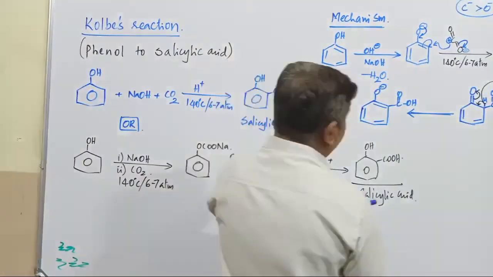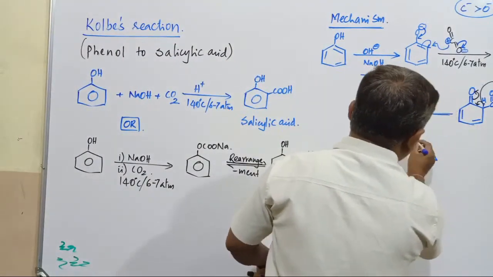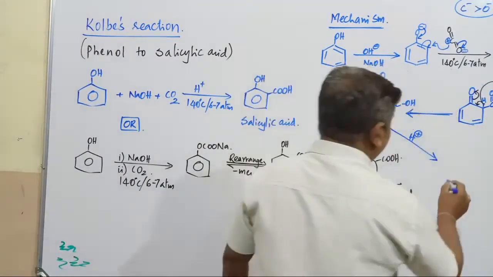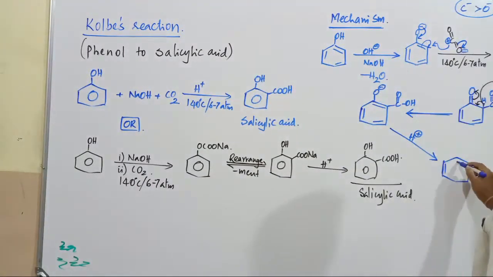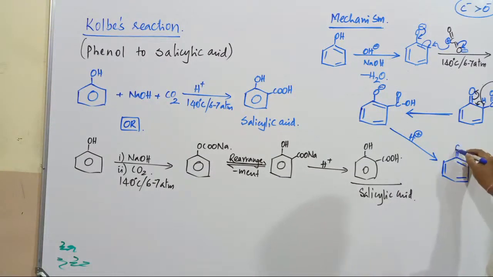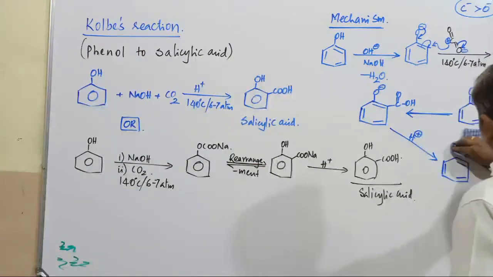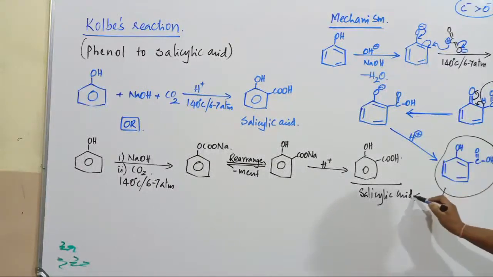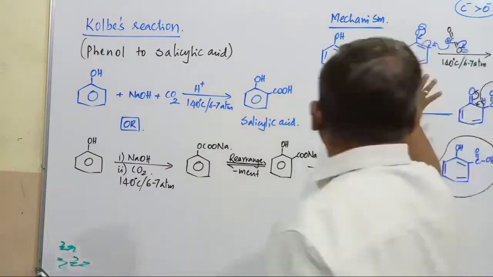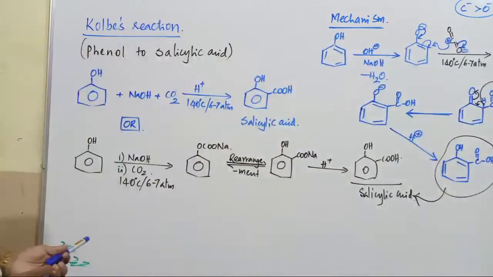Further, this compound on acidification after treatment with an acid, the final product is going to be which one? This is double bond, double bond, double bond. What is this one? That is with a single bond. OH is there. This is going to be OH. Next one, it is C double bond OH. What is the name of this compound? So this compound is known as what? Salicylic acid. So this is the mechanism which is applicable for Kolbe's reaction.